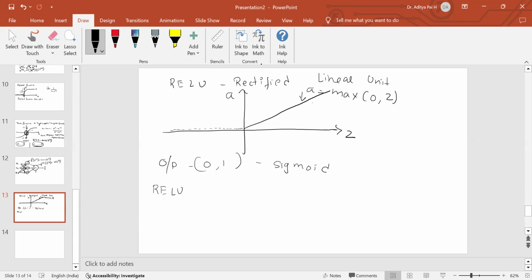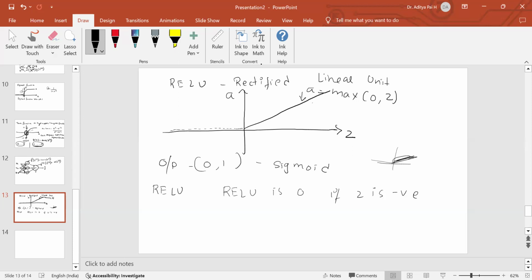Why is it so? Because even if your z is negative, your ReLU is 0, and unlike the sigmoid, where the curve is somewhat like this, we have a straighter line over here in ReLU.